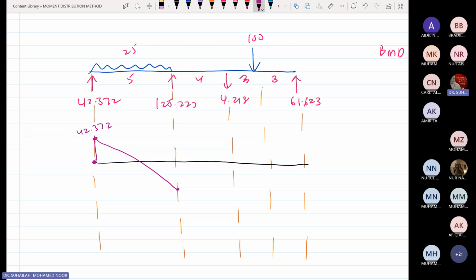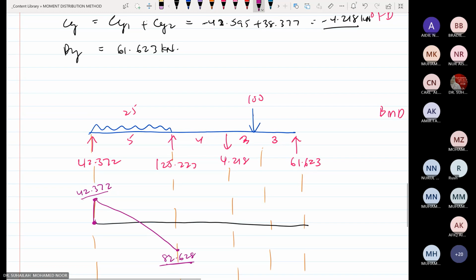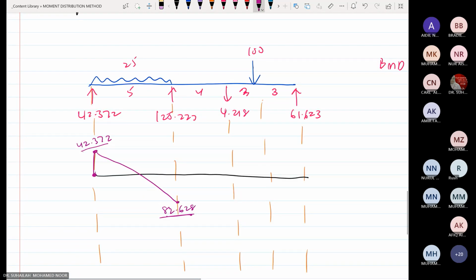Kira jap. Tekan your calculator. Okay, start dengan 42.372. Start dengan yang ni. Minus 25.5. Dia buat apa kat sini? Negatif 82.628. Nilai tadi kan? Okay, tambah 125.223 tu. 42.595.